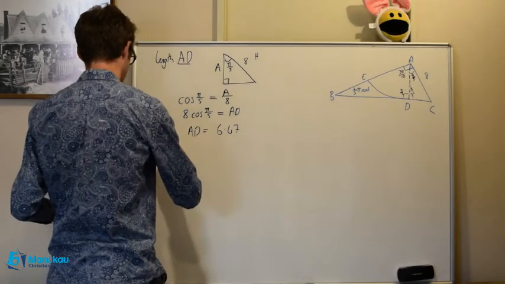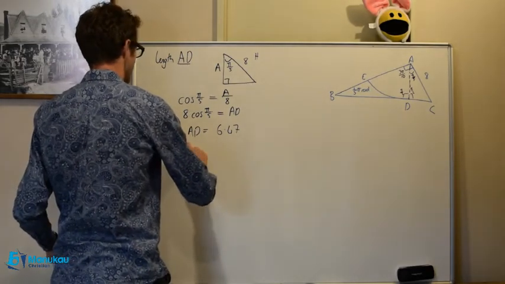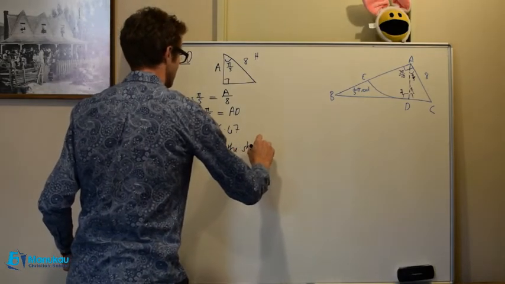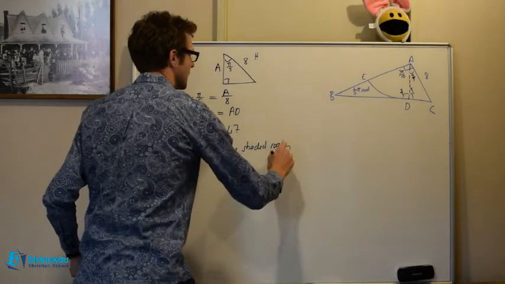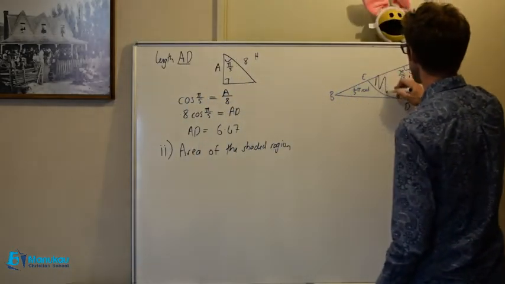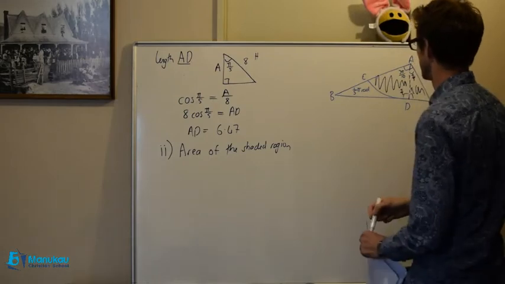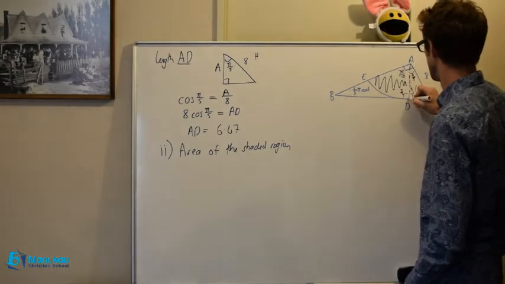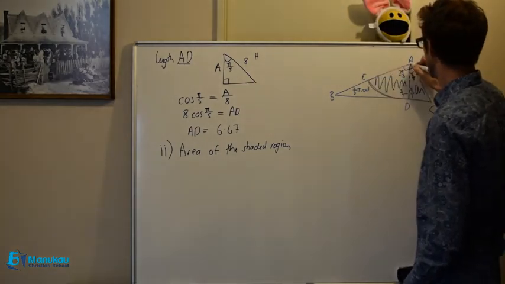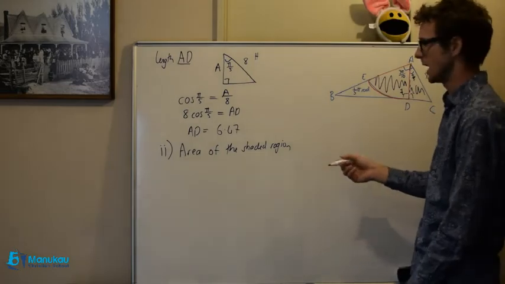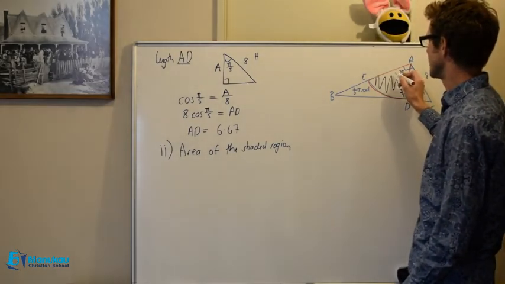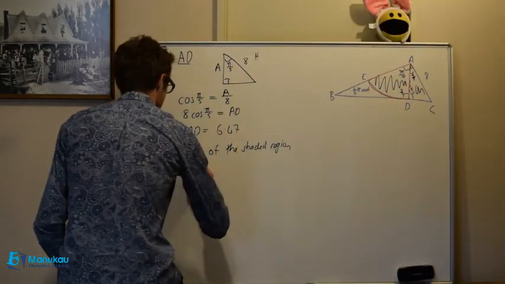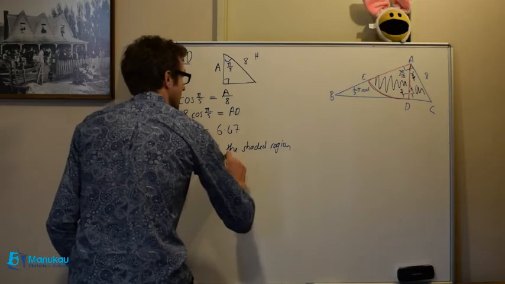And part 2 is the area of the shaded region. Okay, so the shaded region is this bit here and this bit here. So I hope you can see that we have, first of all, this here, pretty badly drawn, but you get the general idea. So this is the sector. So we're going to find area equals sector AED.